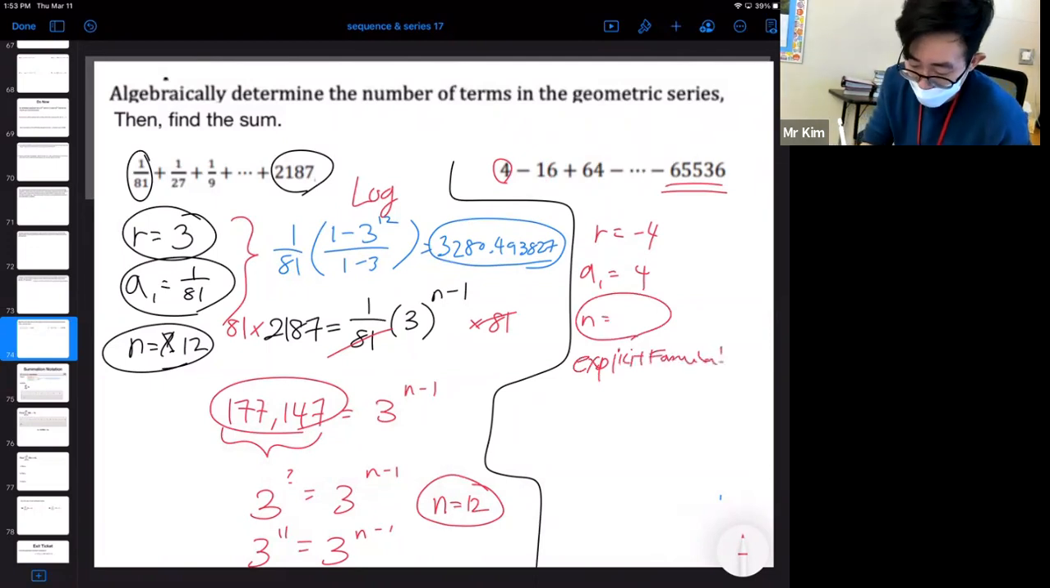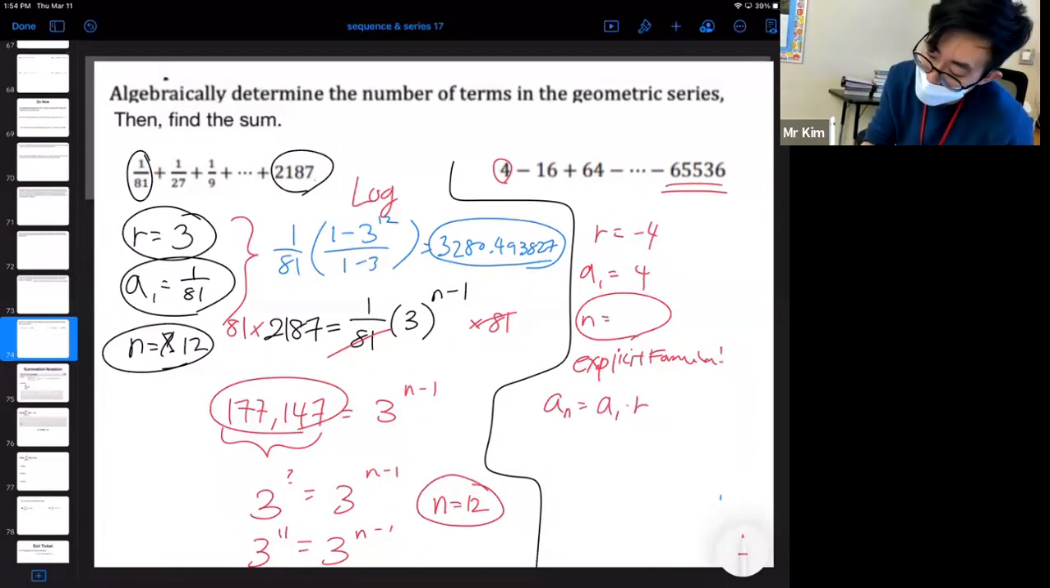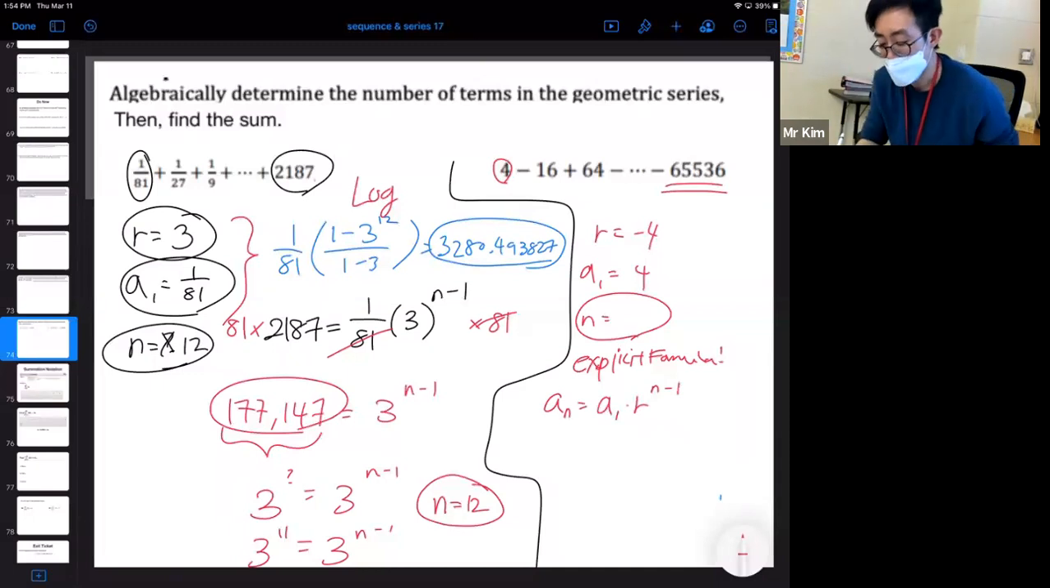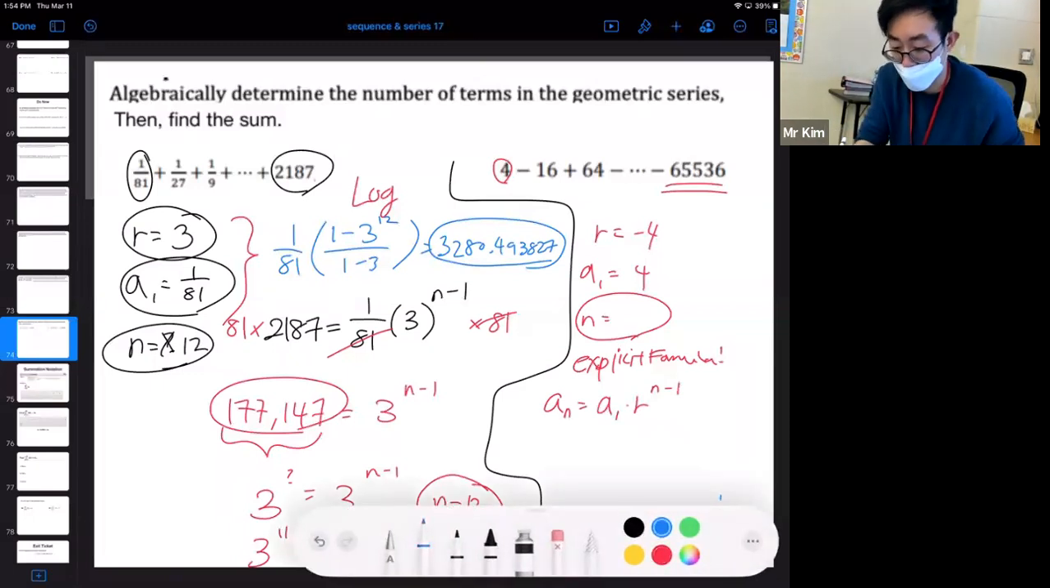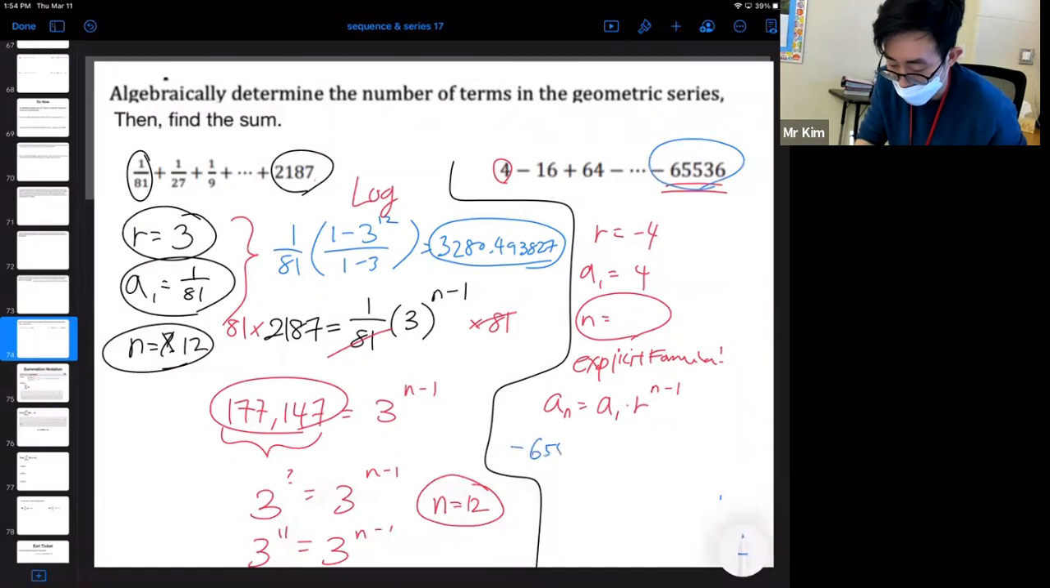Olivia, what's the explicit formula for the geometric sequence here? a_n is the first term times the ratio raised to the power of, do you remember? n minus 1. Very good. So then I'm going to plug everything in. The last term, which is -65536, is equal to 4 times the common ratio to the power of n minus 1.